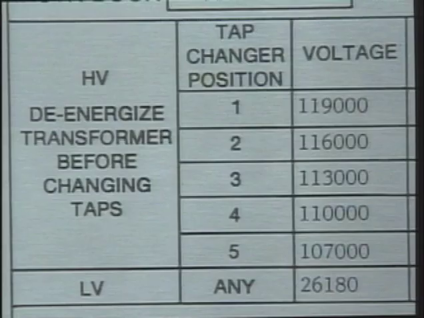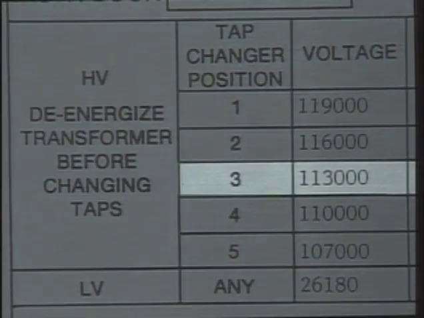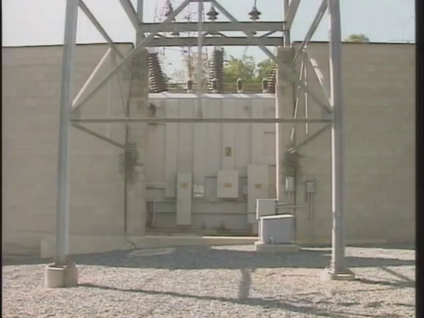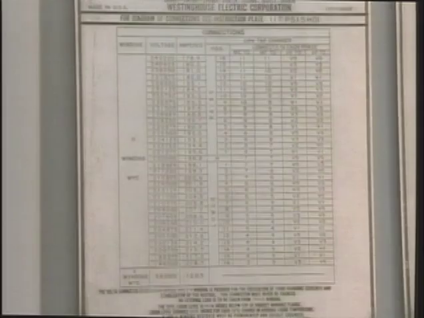For this transformer, the high voltage winding rating at tap 3 is 113,000 volts. This is the high voltage figure that's used in the turns ratio formula. Here's a transformer that has a load tap changer on its high voltage windings. The turns ratio is calculated for each load tap changer position that the transformer is tested at.